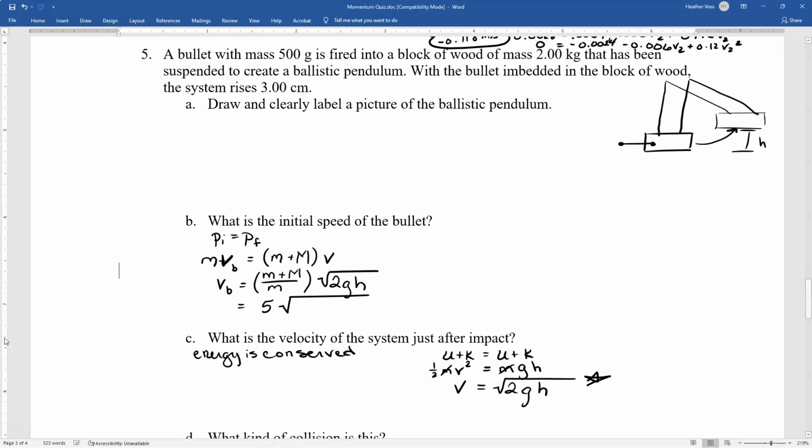And then I've got 2gh here. So 2 times gravity, which is 9.8, times my height, which is 0.03 meters. And then I'm going to take the square root of that answer. I'm going to multiply that by 5. So that is going to tell me the velocity of the bullet before the collision is 3.83 meters per second.